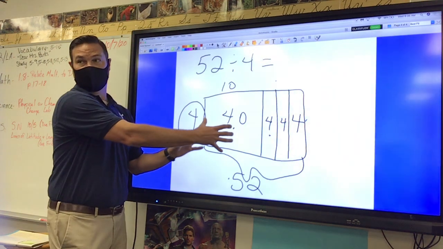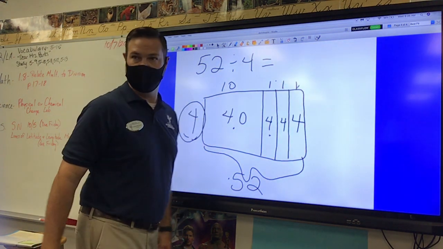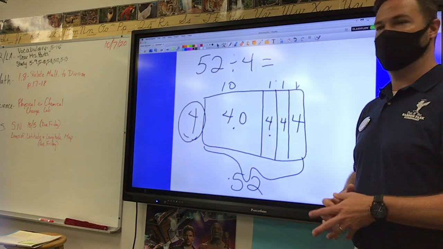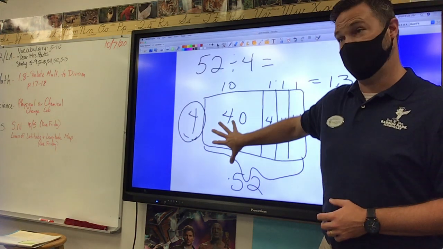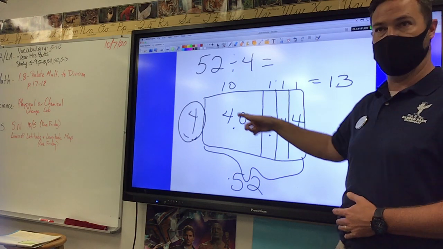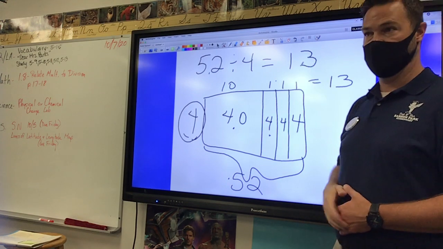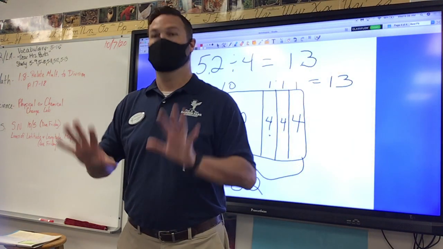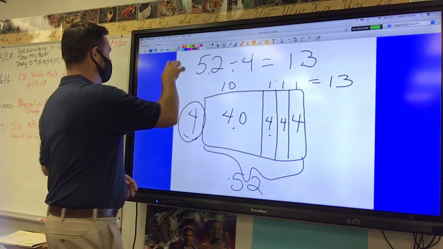This is 10 groups of 4. This is one group, this is one group, this is one group, right? So how many total groups do I have here? 13, right? Because I had a group of 10, and then 1, 2, 3 for 13. Well, guess what? 52 divided by 4 is 13. Okay? Now, I know some of you are going, well, I don't get that. I promise you will. Just watch. I'll give you a few more of these, okay?